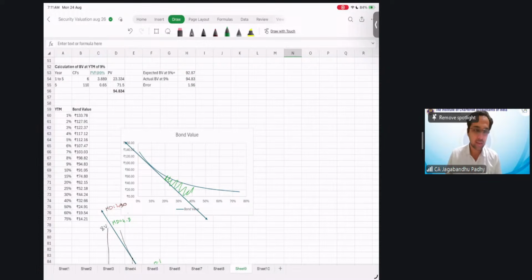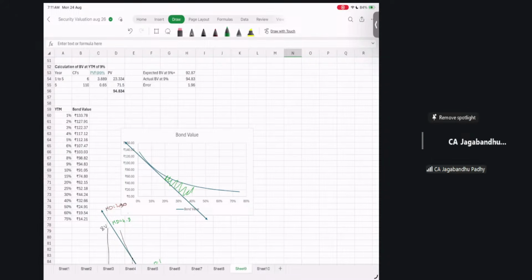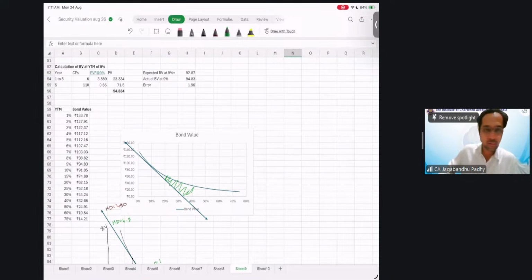And why is that error, guys? Why are we having that error? Hence, that error is due to this curvature, right? The error is due to the curvature that is there in the actual bond value curve.